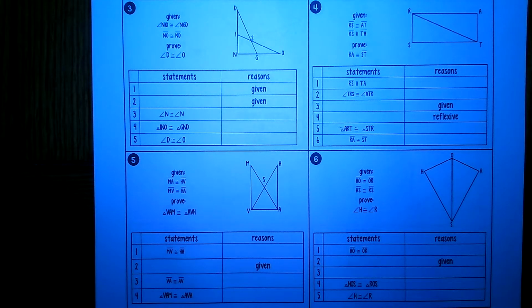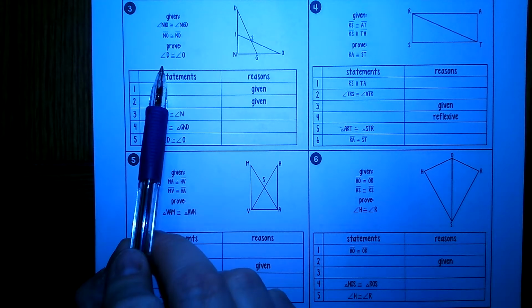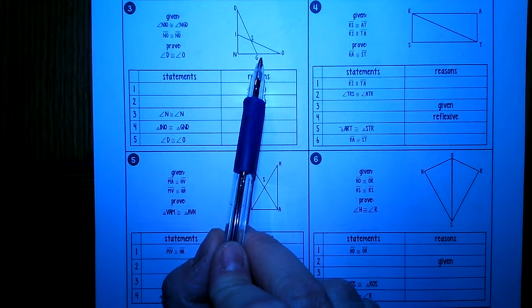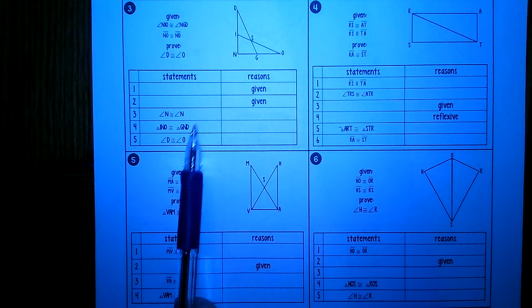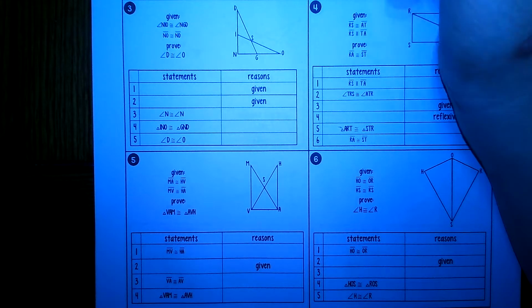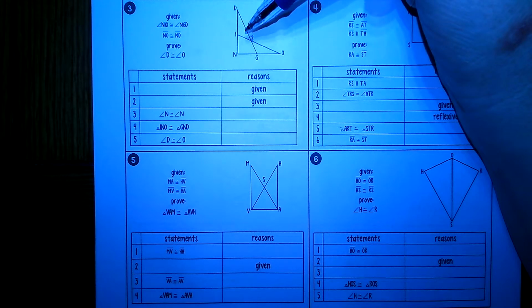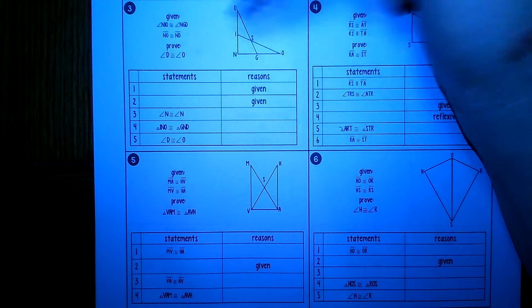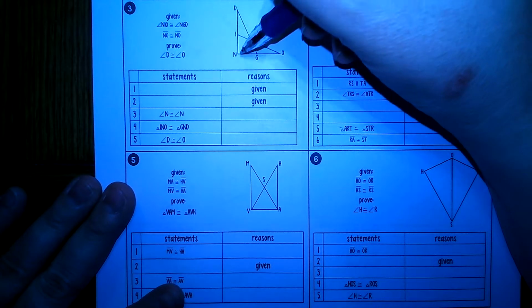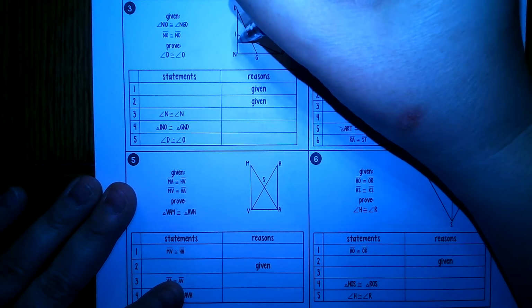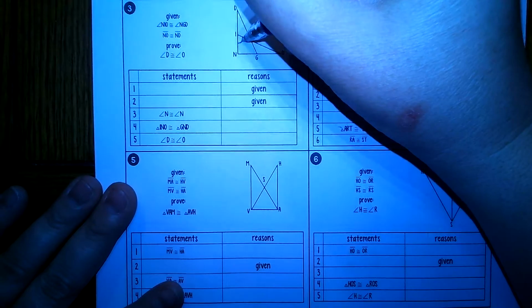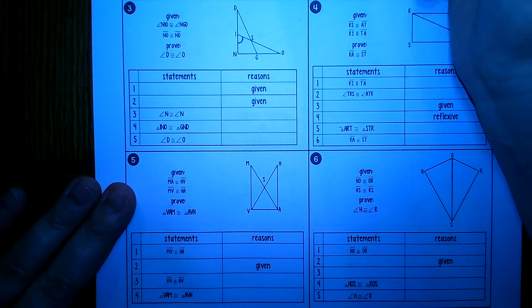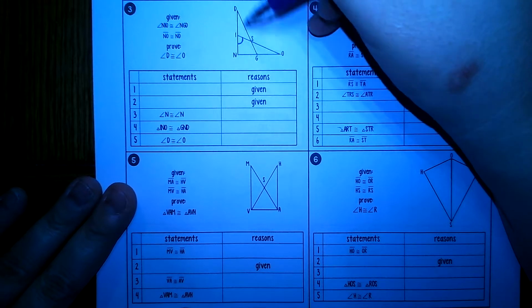Okay, here we are in example number 3. I always want to read through my given information as well as what I'm trying to prove and apply it to the picture before I even start the proof. So let's check it out. We've got angle NIO congruent to angle NGD. So let's find those two parts. Angle NIO, kind of nested in here, congruent to angle NGD.